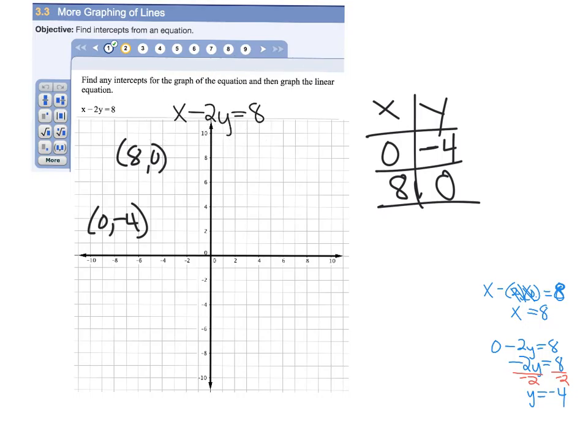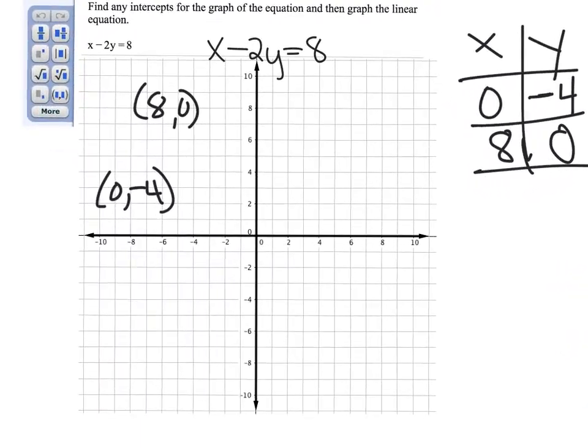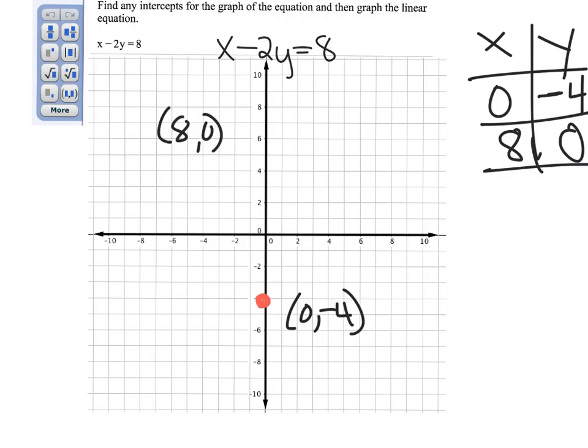All right, so there's the equation. I'm going to move over here and make it a little bit larger. Okay, so where is 0, negative 4? Well, 0, negative 4 is going to go down here. And then where is 8, 0 going to go? Well, that's going to go way over here. And I'll put the dot right there.